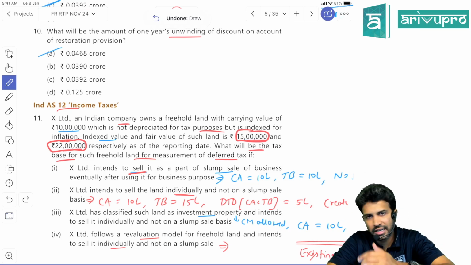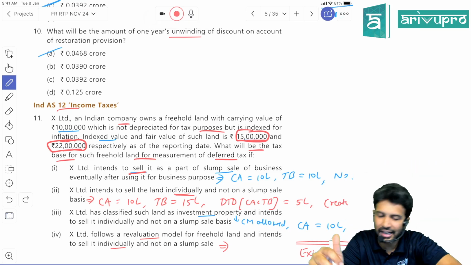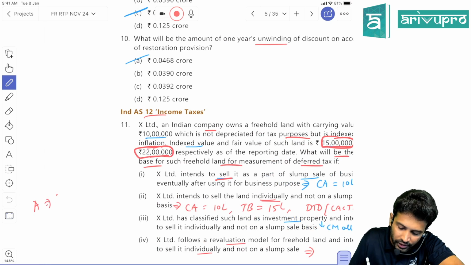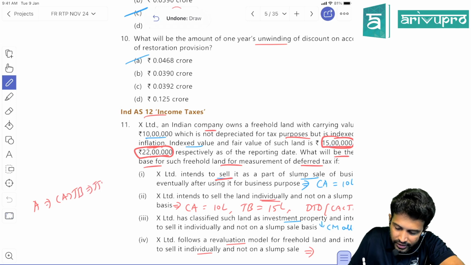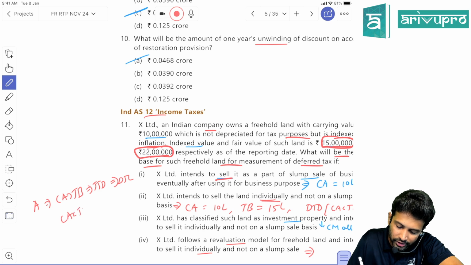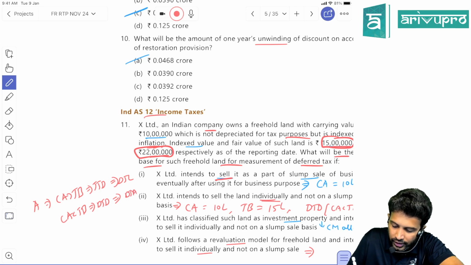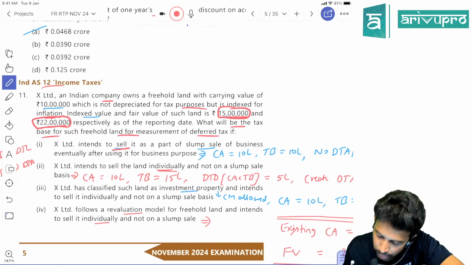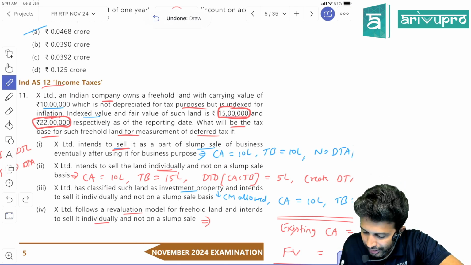We know this. For an asset, if carrying amount is greater than tax base, we call it a taxable timing difference. On this we create deferred tax liability. Here, if carrying amount is lesser than tax base, it becomes a deductible timing difference. On that we have to create deferred tax asset. Here carrying amount is lesser than tax base, so we get a deductible timing difference of 5 lakh.